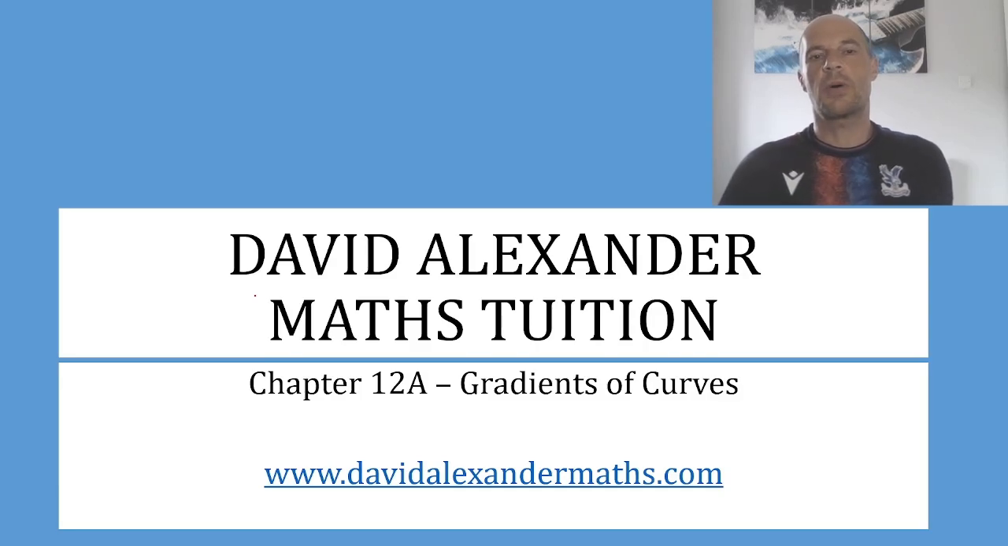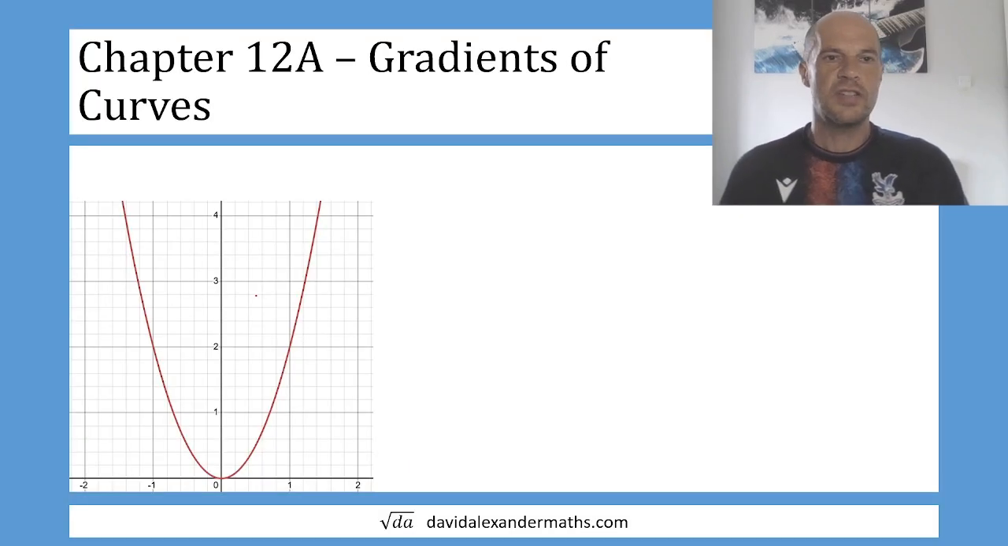This is chapter 12a on the gradients of curves. So here is a curve, it's a quadratic curve. So what can we see from this curve? Well, we can see clearly that it's going down on the left, it reaches 0 and then it goes up on the right. So on the right hand side the gradient is positive, on the left hand side the gradient is negative, and at this turning point here at 0, 0, the gradient is 0.